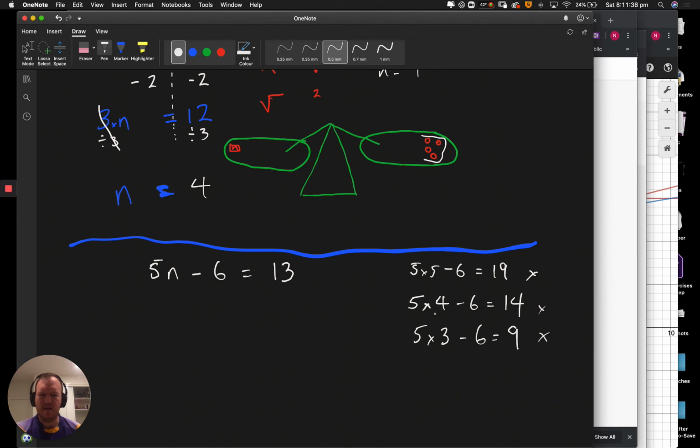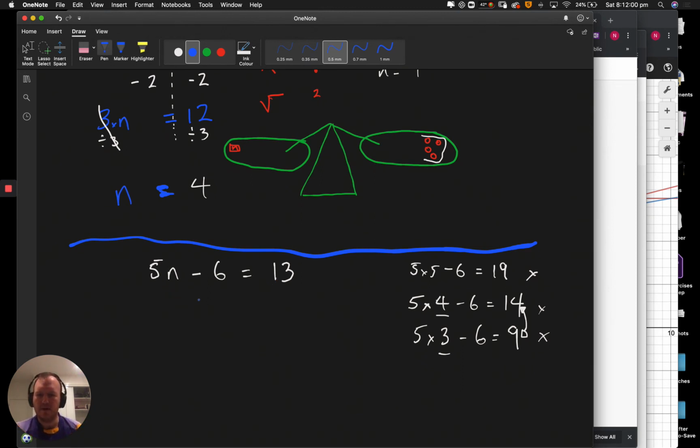So look, I can see that my answer is going to be somewhere in between 3 and 4, but it could be quite time consuming for me to then go and keep guessing in between 3 and 4. So this is definitely one that we need this process over here for. So again, we've got all of our n's, it's 5 times a number, subtract 6 and we end up with 13. So we're trying to find the value of this number here.